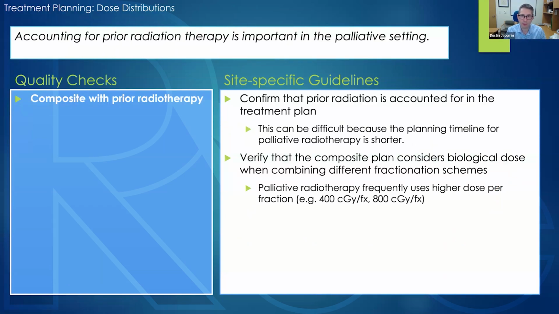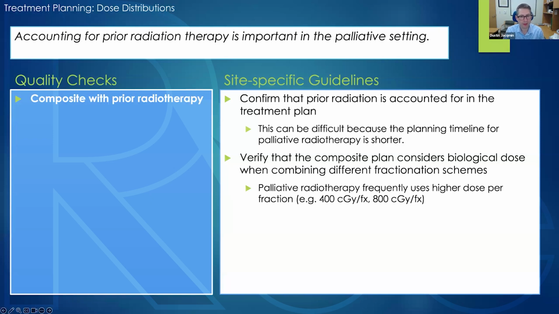Lastly, accounting for prior radiotherapy is important in the palliative setting. This can be more difficult because the planning timeline for palliative radiotherapy is shorter, and so you have less time to discover and incorporate this information into planning. But of course, very often we're treating the spine in palliative radiotherapy, and the spine is this organ with a really bad toxicity. You can cause paralysis if you give too much dose to the spine. So it's really important to understand the impact that your treatment is going to have on the patient by taking into consideration all previous radiotherapy.